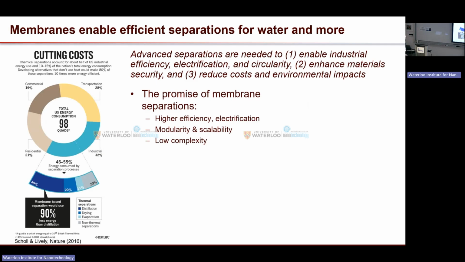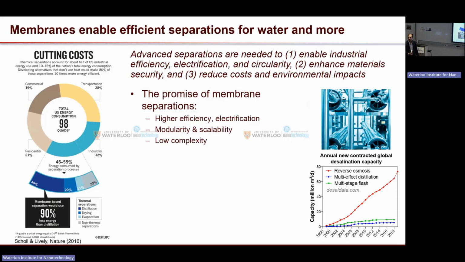So this is an article that appeared in Nature in 2016. So kind of a perspective article, and the authors are basically showing the US energy consumption. This is industrial, about half of it is separation. And their claim is if you replace distillation, drying, evaporation, these kinds of thermally intensive processes by membrane-based processes, you could reduce up to 90% of the energy input. Of course, not all energy is equal. So if you're putting in a kilojoule as electricity, it's not the same as a kilojoule of heat. So just keeping that in mind. But there is room for substantial savings.